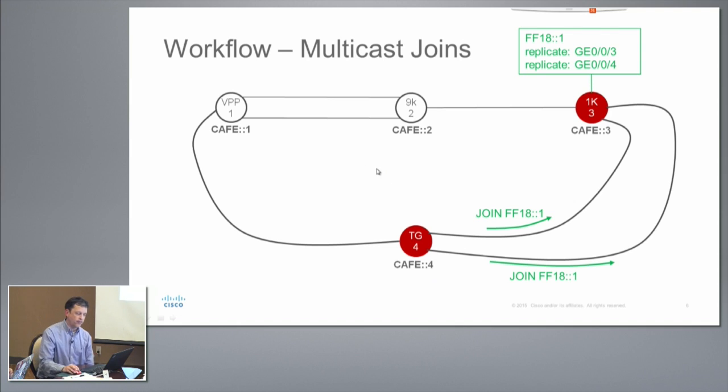So in the first step of the workflow, which you will see, I have a traffic generator that will issue joins, MLD joins for the group FF18. So now I'm going to build MFIB state on the ASR1K to replicate onto 2 local interfaces for group FF18. Okay? So that's my household joining a channel, my set-top box.